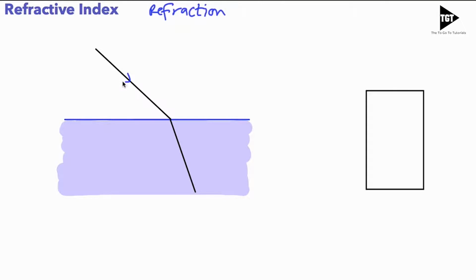Also important to put an arrow on the light ray so you know which way the light ray is going in. But this idea here is the idea of refraction. We can do a similar thing from air into glass. So if we've got a glass prism here, we've got a light ray hitting the glass prism, and again it will change direction. In other words, we will get refraction.